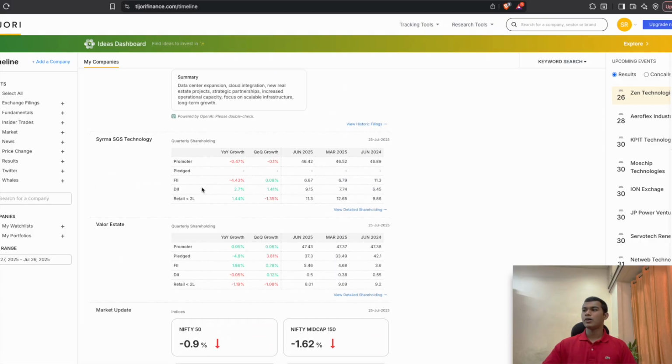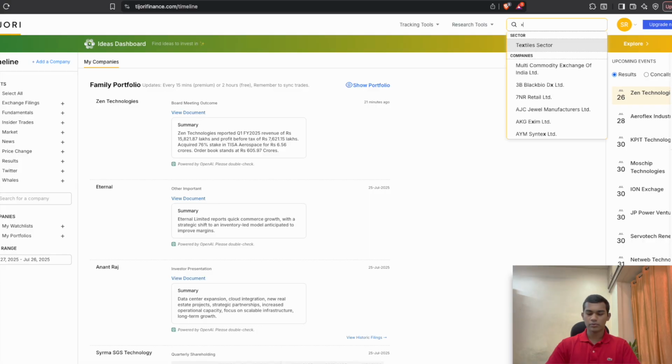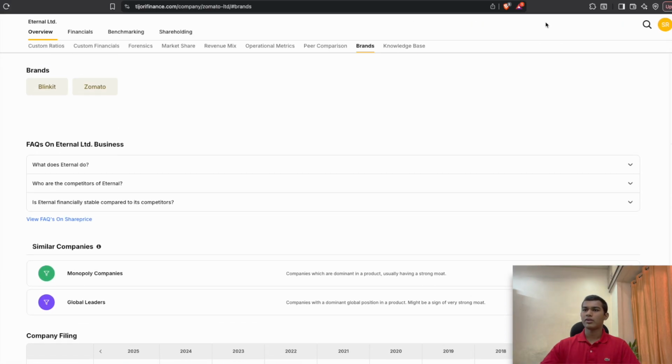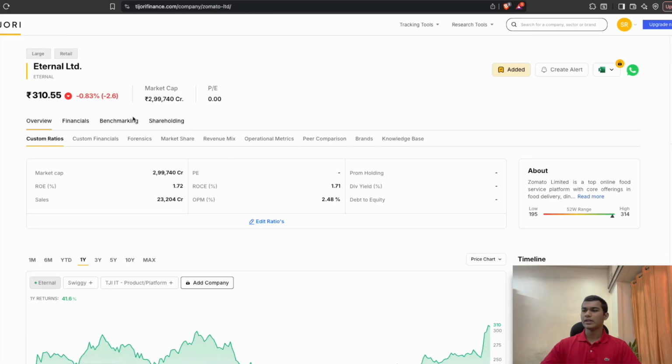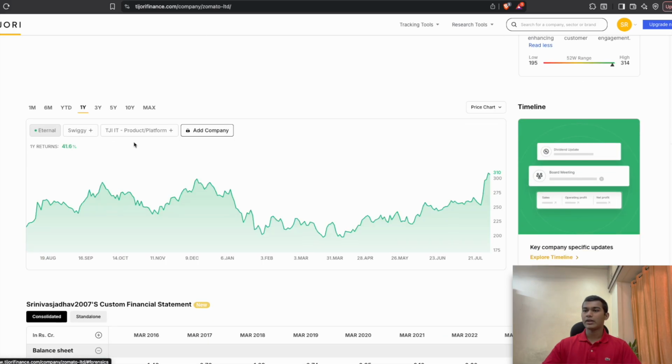Now here also you can look at, let's say, Zomato only. Let's look at Zomato. So for Zomato, we'll go to the overview. You'll basically get an overview of the company: market cap, ROE, sales, and so on, what the company is doing, and an about section. This is a very brief about; the Screener summary is more useful. Then you can go down. You can compare it with Swiggy.